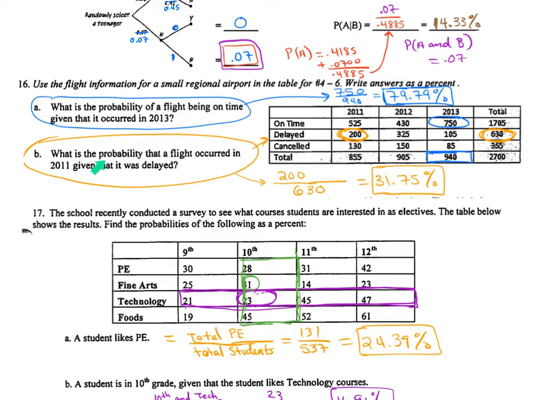Then to answer B, B says, what is the probability that a flight occurred in 2011 given that it was delayed? So then we have to look at all of the delayed flights first, which is 630. That's going to be in the denominator, 630. And then of the 630, how many were in 2011? So we go to the 2011 column, and there were 200 delayed. So we simply divide 200 by 630, and we get our percentage of 31.75.